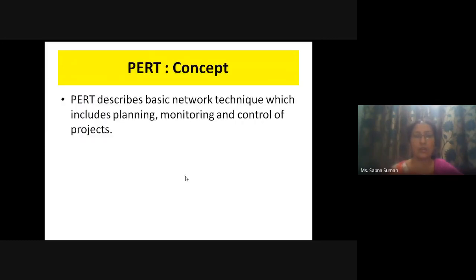It is a network technique. The term network has been used here because whenever we work on any project, there are various tasks taken under the project. The tasks are interrelated, connected in a chain, and this creates a network. Therefore, this technique, PERT, is also known as network technique, and it includes planning, monitoring, and control of the project.